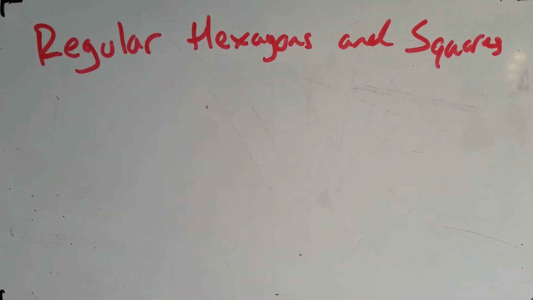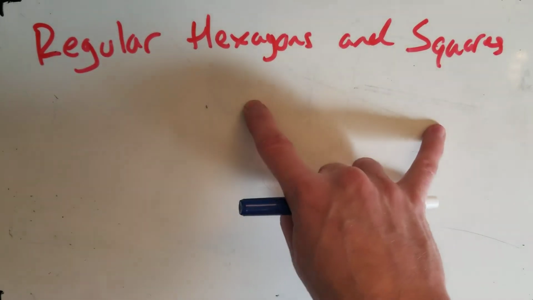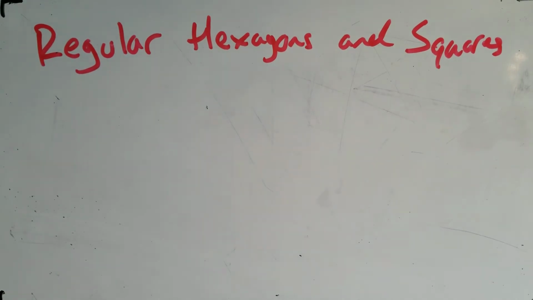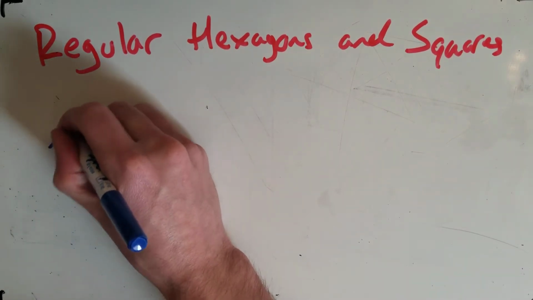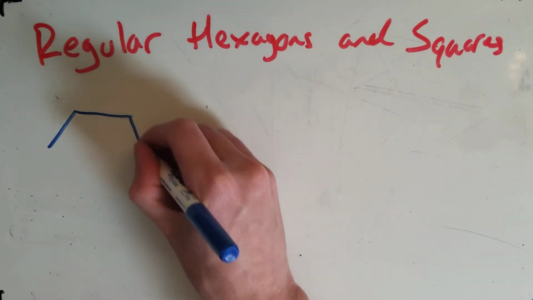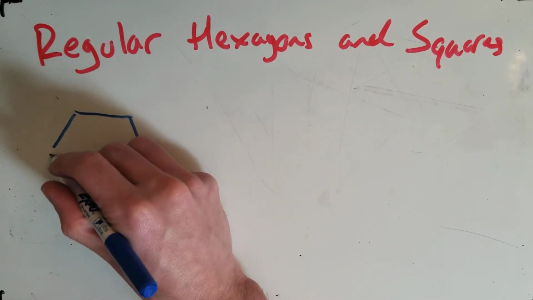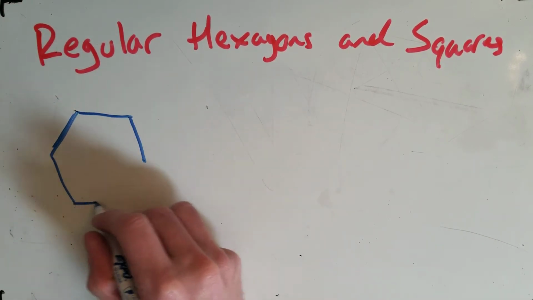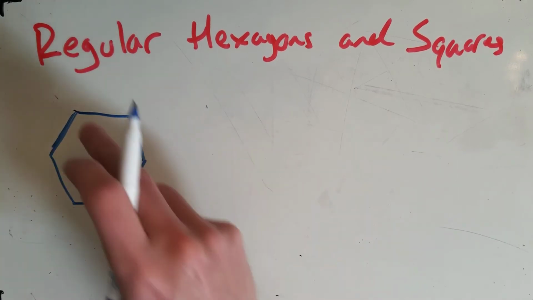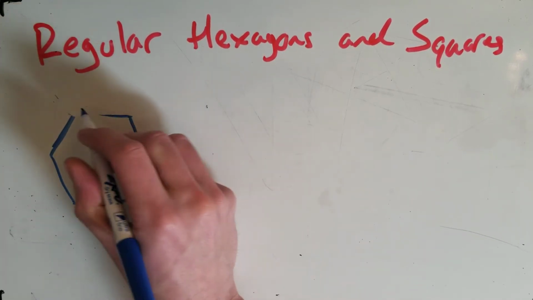Hey guys, today we're going to talk about both regular hexagons and squares and some special properties that exist in them. So we'll start off with hexagons, and we've worked with some of these in the past. We'll just go into some of the special properties. I think I've mentioned them in some of the past videos. But let's say here's a kind of regular hexagon.